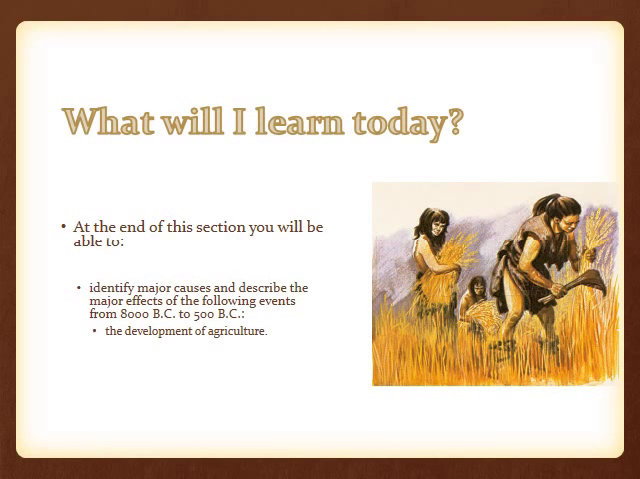Today we're going to learn about the transformation from a hunting-gathering society to one involving agriculture. So at the end of this section you will be able to identify major causes and describe the major effects of the following events from 8000 BC to 500 BC, and that is the development of agriculture.